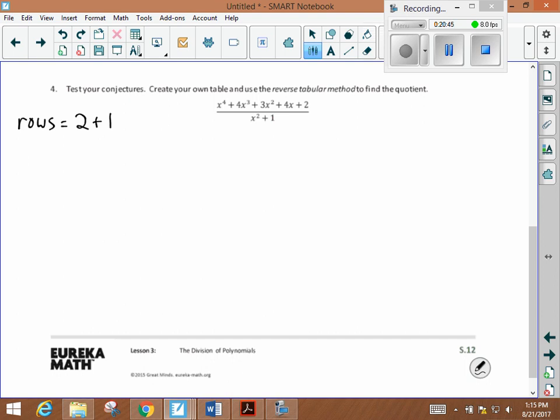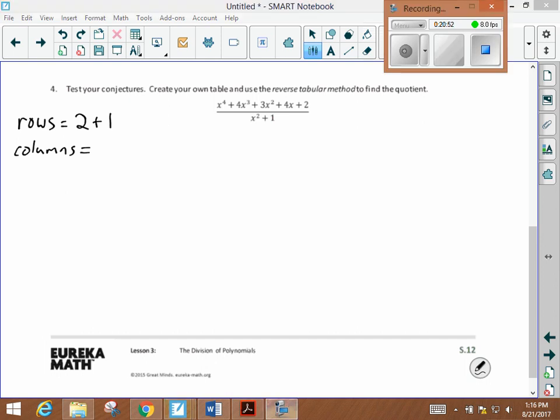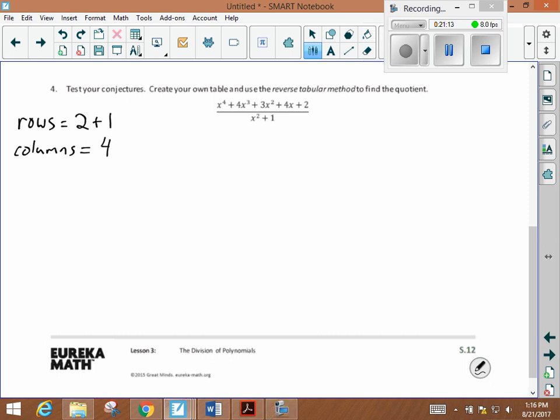And then our columns will be 1 more than the difference between the degree of our dividend and our divisor, or the degree of our numerator and denominator. So in this particular case, it's going to be 4, since the degree of our numerator is 4, minus 2 plus 1.